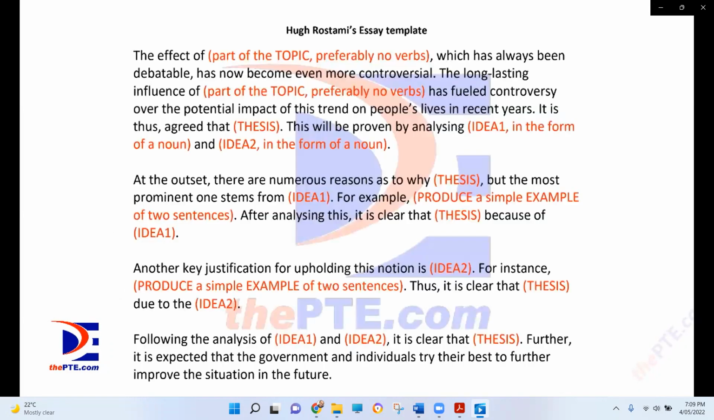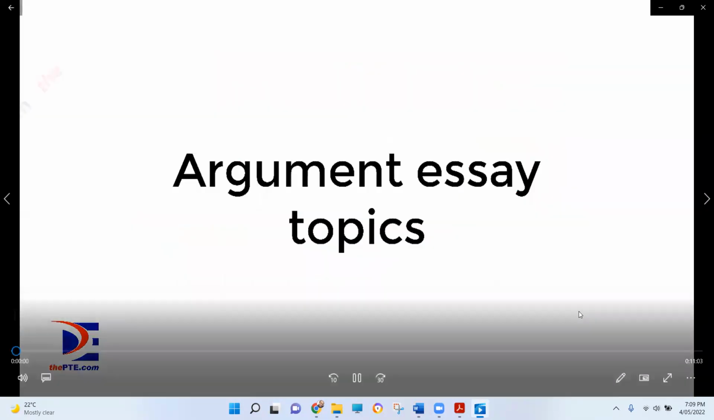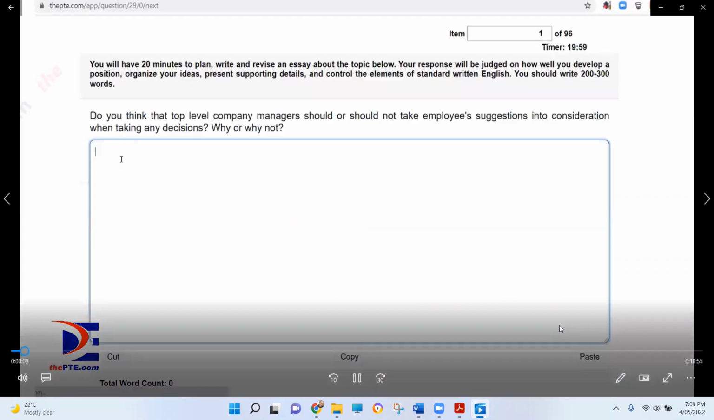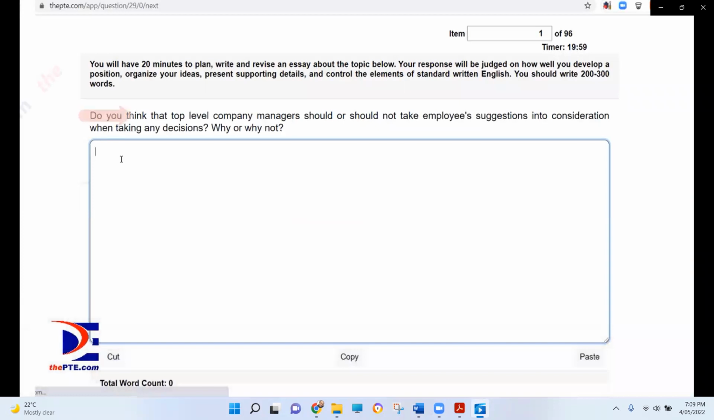Remember, we use the same template for each and every one of the above essay topics. But to make it better understood, I have decided to write an example for each using my template. This is the most common type of PTE essay question. Imagine you get this topic as your essay question. Do you think that top-level company managers should or should not take employees' suggestions into consideration when taking any decisions? Why or why not?